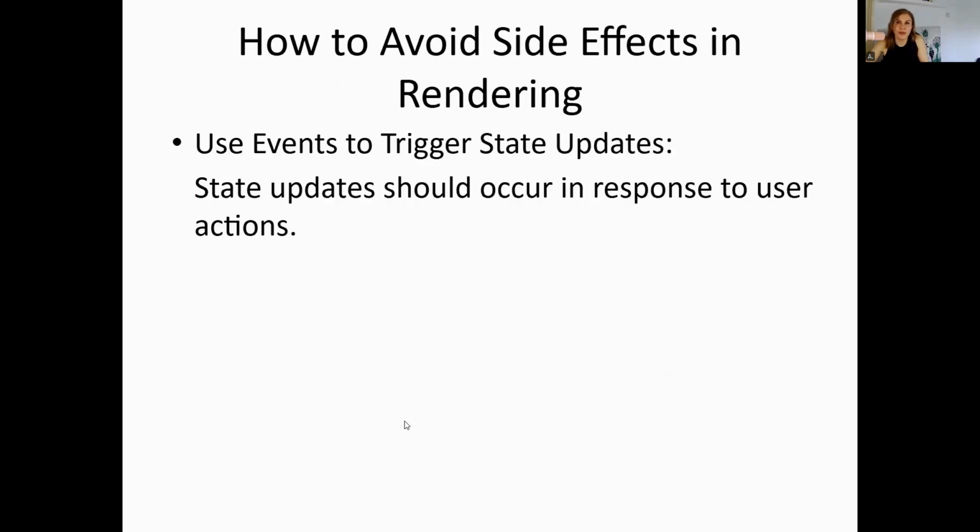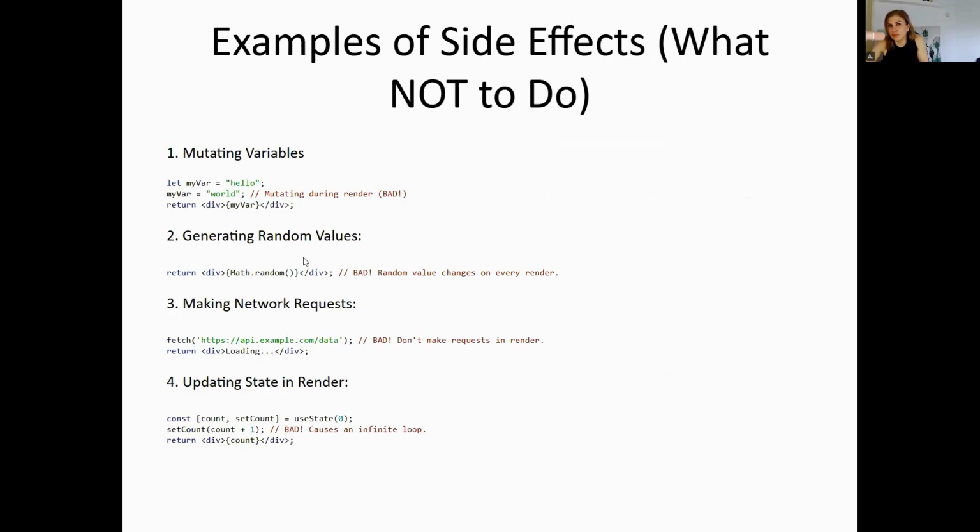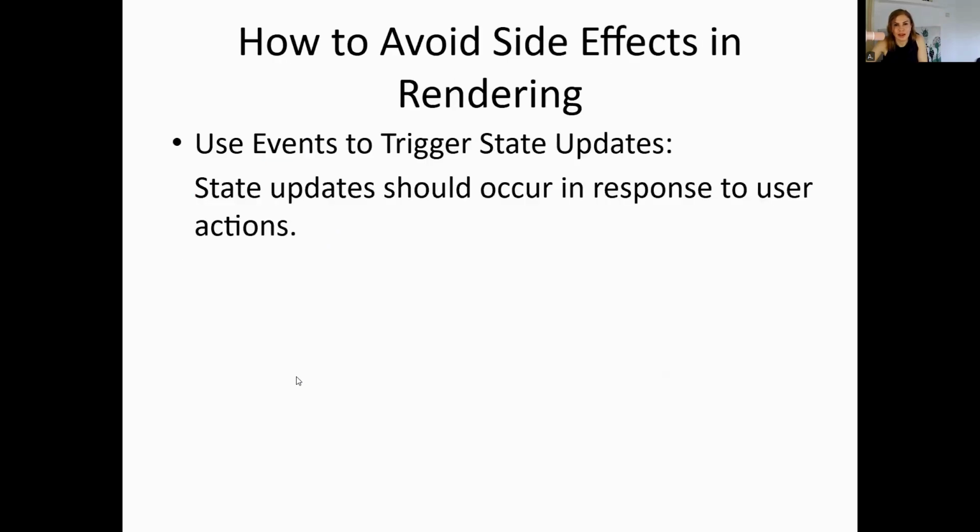So how can we avoid side effects in rendering? Well, mutating a variable, easy, right? Don't mutate it. Don't use Math.random. But how do we deal with it when we have to change the state, when we have to make an API call? We need to speak with an API eventually. We need the data, right? So we shall do it how it is supposed to be done.